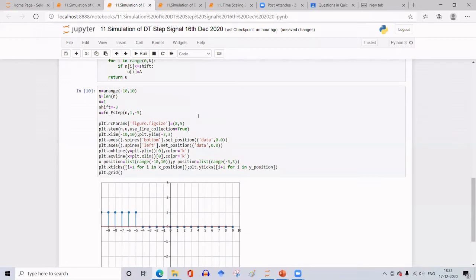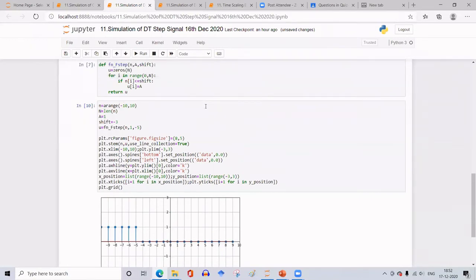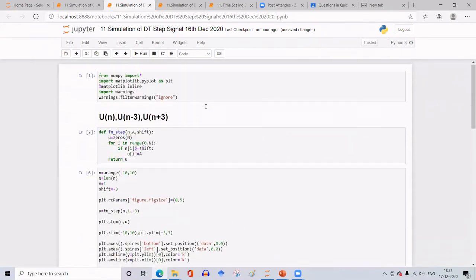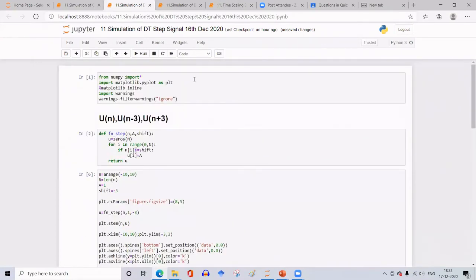For this, again, you can add x label, y label, title, etc. You know how to do it now. Shall I pass on to the next part? Yes, ma'am.